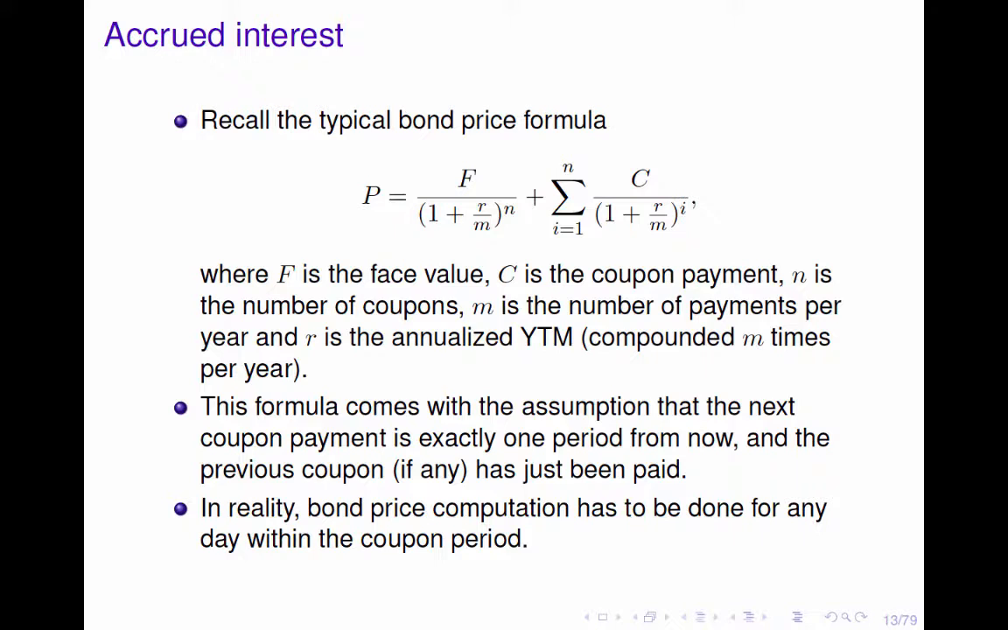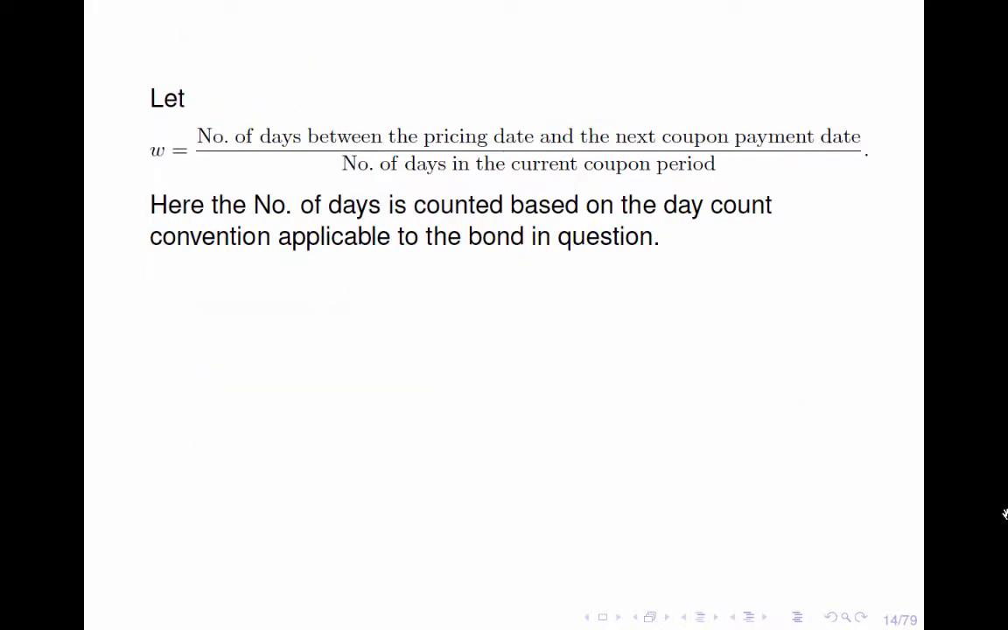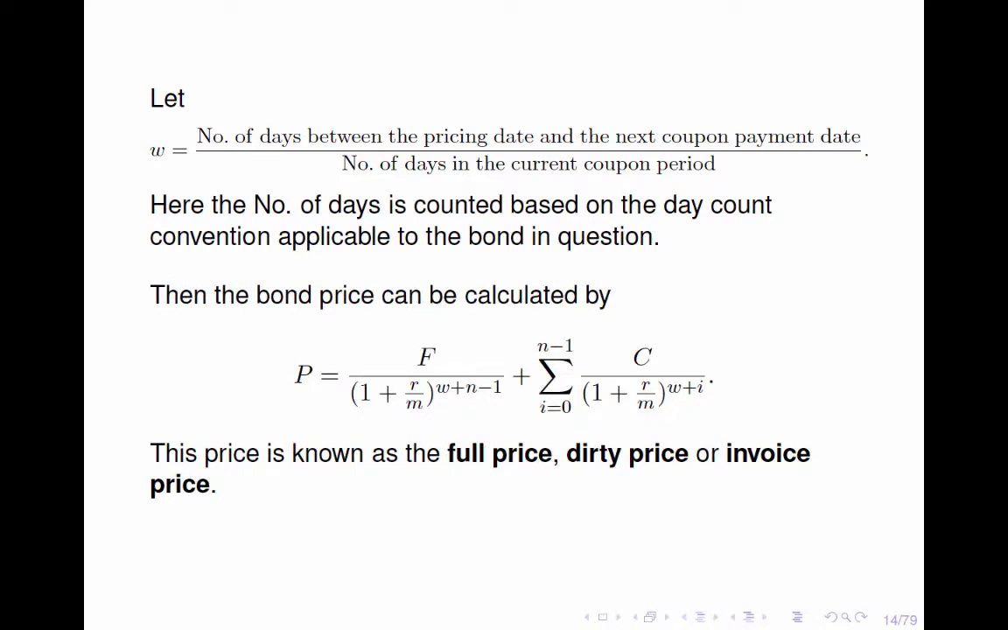In reality, bond price computation has to be done for any day within the coupon period. Next, we're going to see how the accrued interest is calculated with the given day count convention. Let W be the number of days between the pricing date and the next coupon payment date over the number of days in the current coupon period. Here, the number of days is counted based on the day count convention applicable to the bond in consideration. Then, the bond price can be calculated by the following formula.